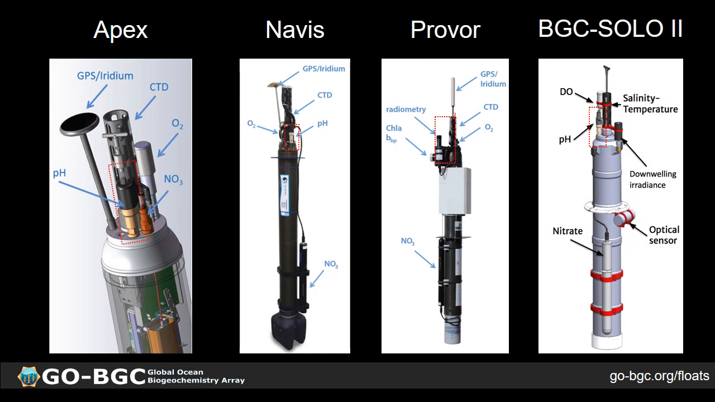There are currently 3 profiling floats that are deployed with pH sensor: the Apex, the Navis, and the Provor. And the BGC Solo 2 float is currently in the final stages of development, and will be deployed in 2021. That will be the newest addition to the BGC float array. All 4 of these floats have the pH sensor integrated into the float end cap, as you can see in the pictures, and they're also integrated into the pumped flow stream of the CTD. This helps increase the response time of the pH sensor, as well as protect it from light, which is very important, as I will show later.